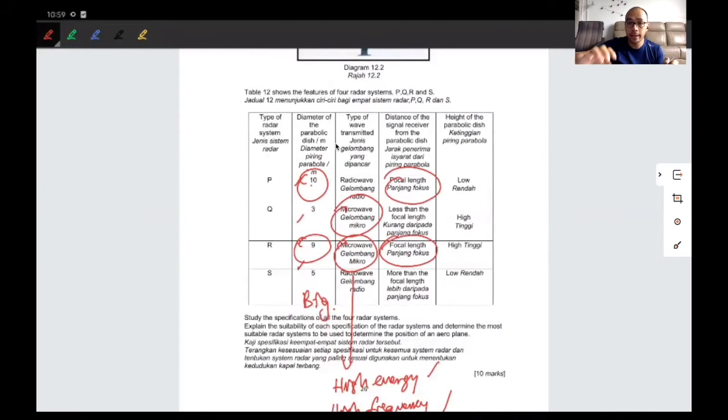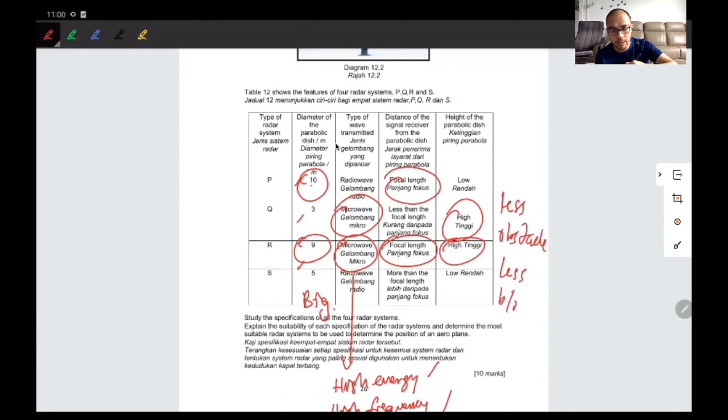Next, height of the parabolic dish. Do we want the parabolic dish to be high or low? We want it to be high, as usual, so that there are fewer obstacles, or less blockage. Blockage sounds so wrong, but it's okay.